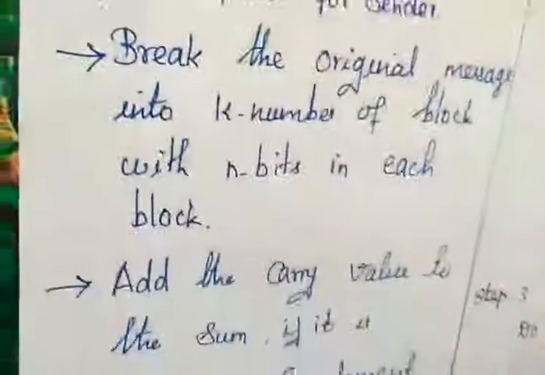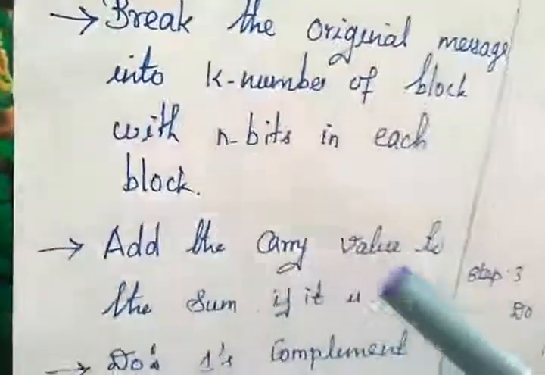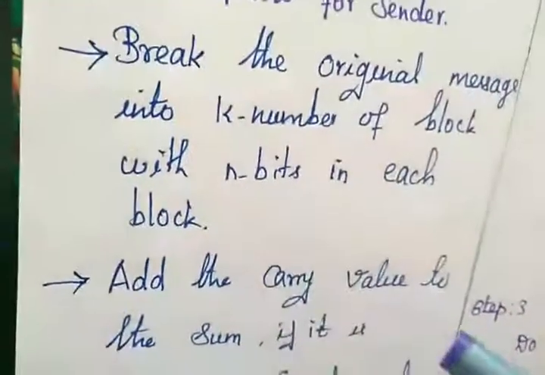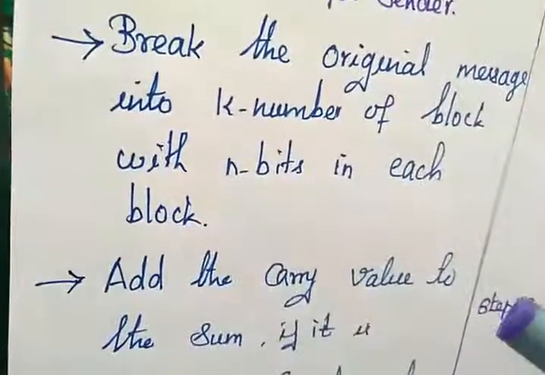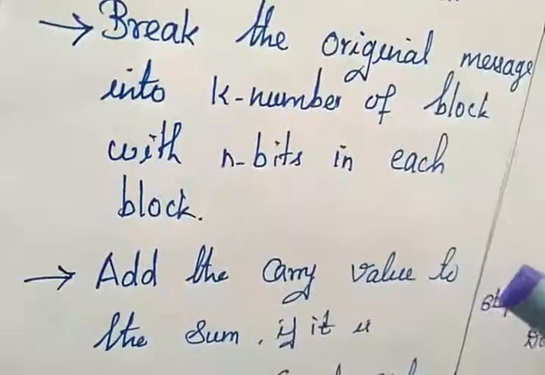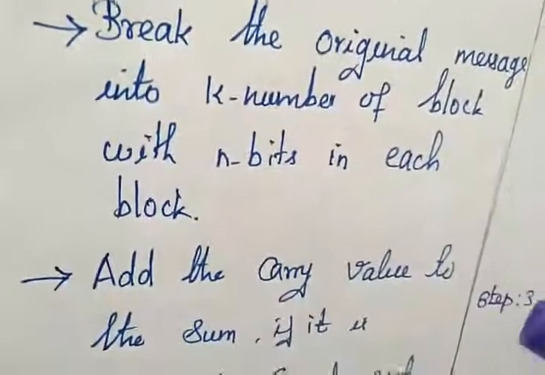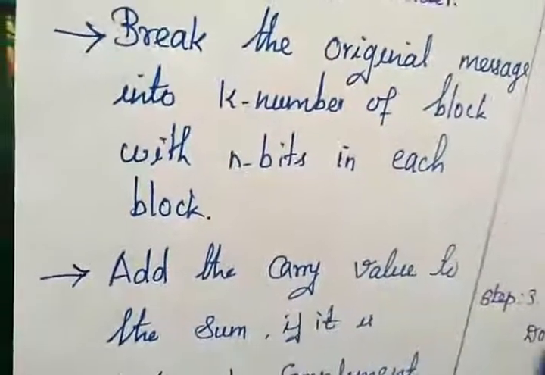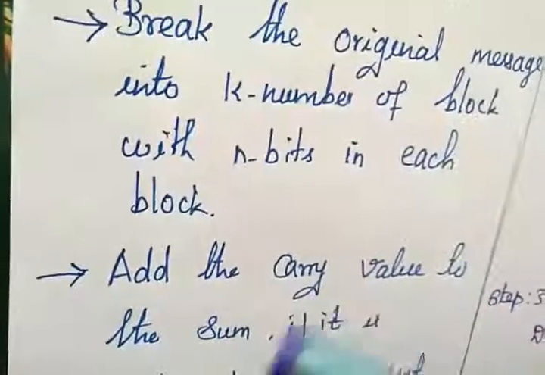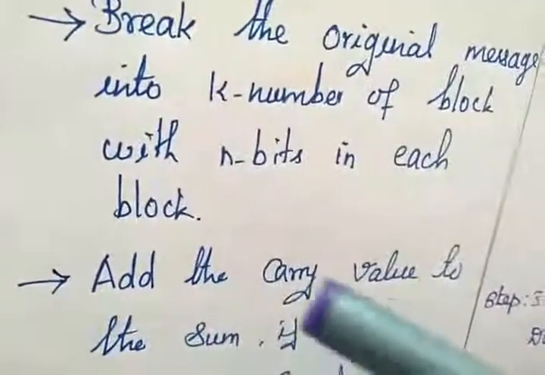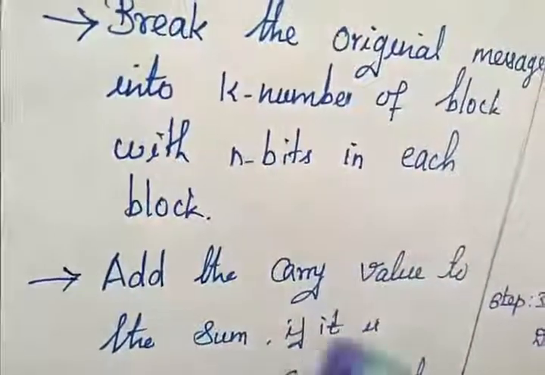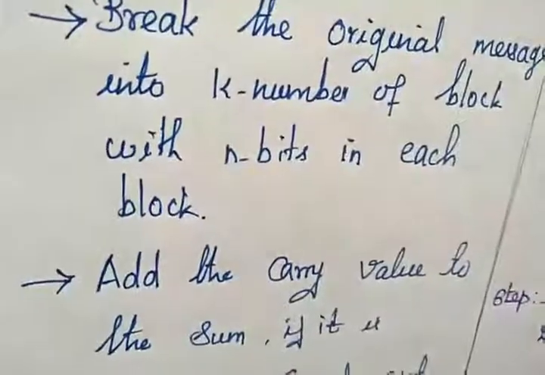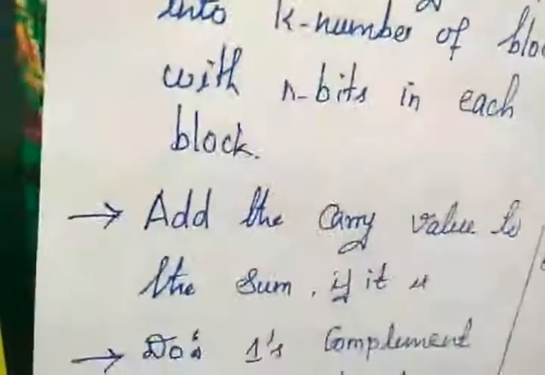The second step is to add the blocks, and add the carry value to this sum if there is one. Some arithmetic addition problems contain a carry, some don't. If it contains a carry, we should add the carry value to the sum value. Keep it in your mind. After that we will see.